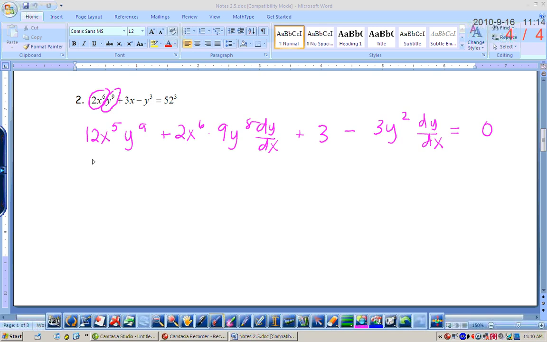Okay, so the next step is to get everything with a dy dx on one side and everything else on the other side. And I'm going to factor the dy dx out. So if you can do that in one step, I'm cool with that. So I'm going to keep everything with the dy dx over on the left. And when I factor it out, I would like for 2x to the 6th, y to the 9th, I would really like for you to write that as 18x to the 6th. No, sorry, 2x to the 6th times 9y to the 8th. 18x to the 6th, y to the 8th. Minus 3y squared. Y to the 8th. Thank you.